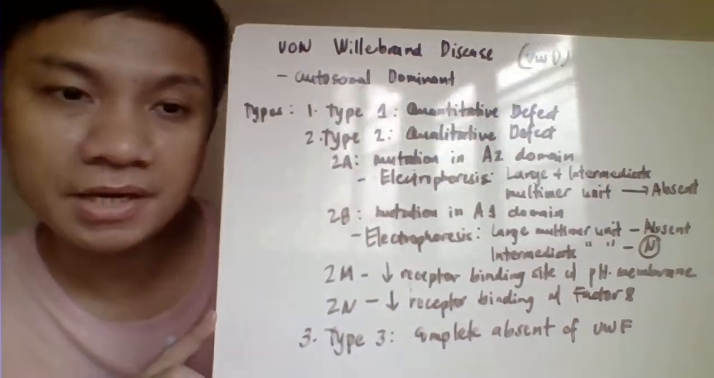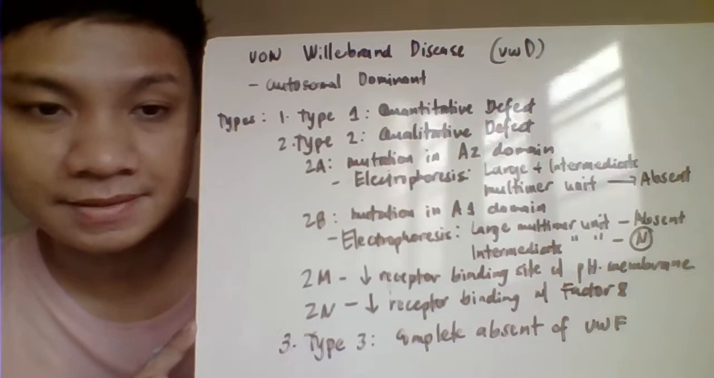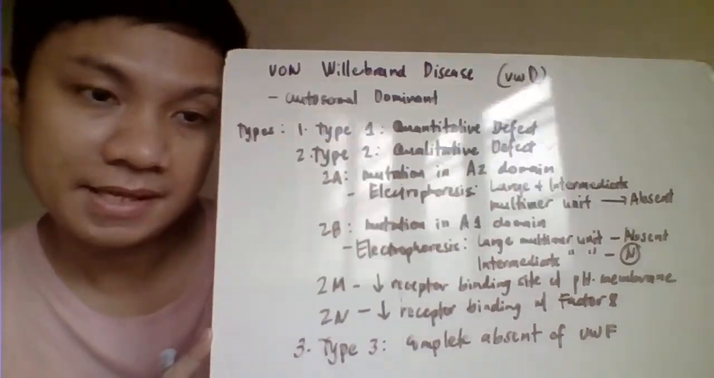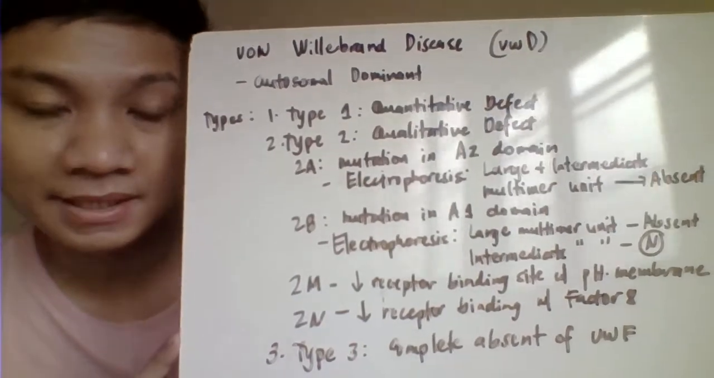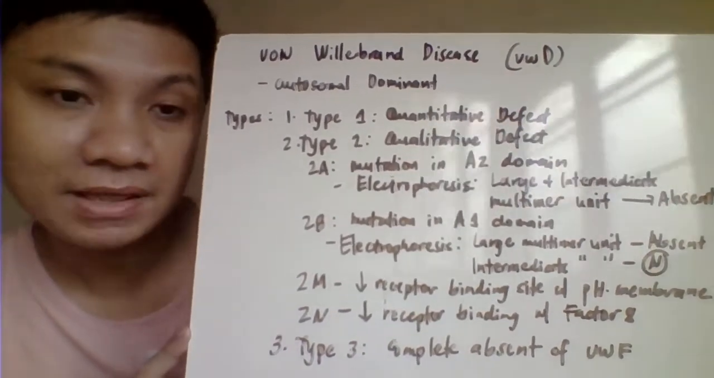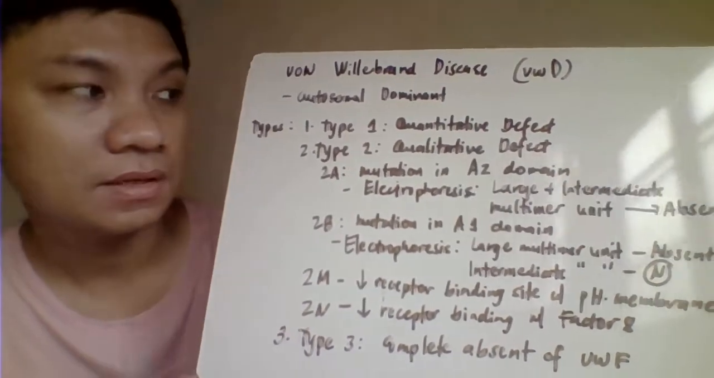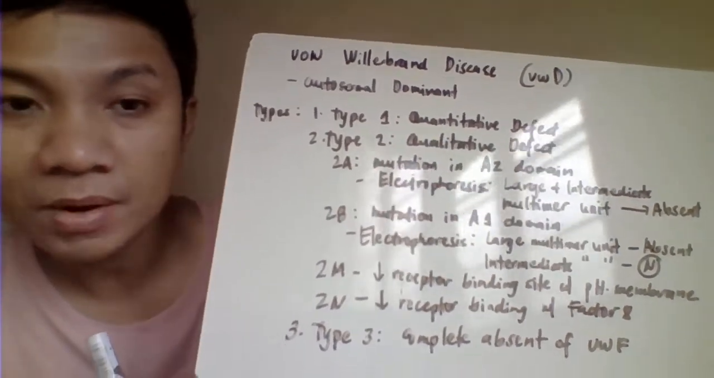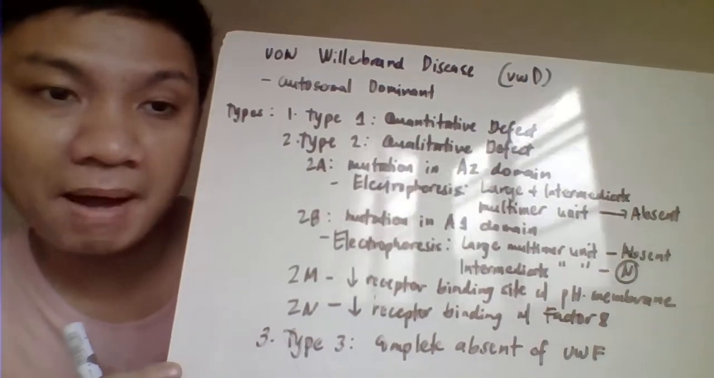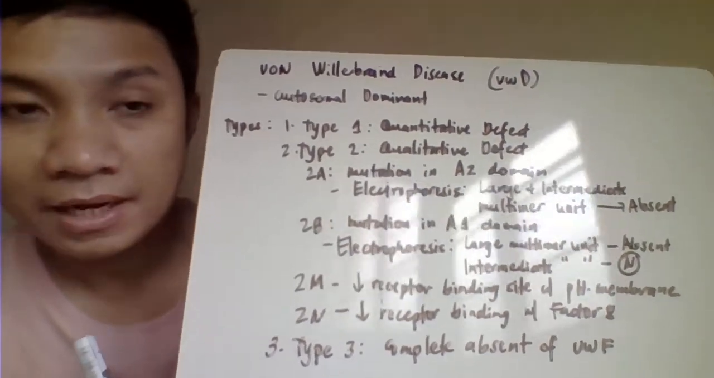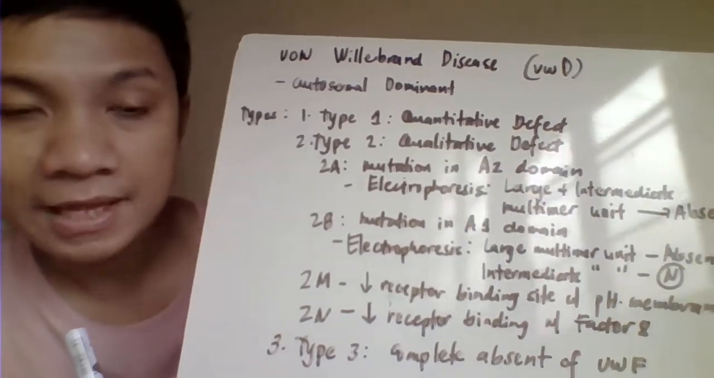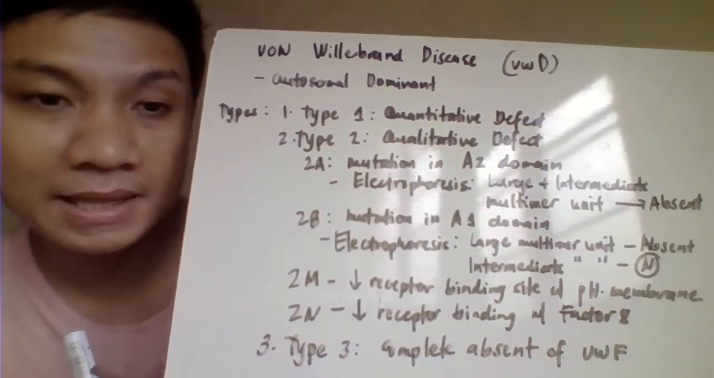Okay, then we have also here the von Willebrand disease. Okay, the von Willebrand disease is basically inherited as an autosomal dominant trait, and there are three different types of von Willebrand disease. So type 1, we consider that one as quantitative defects. So pag sinabing quantitative, the problem with that ay mababa ang concentration ng ating von Willebrand factor from the usual to normal values. The type 2, on the other hand, we consider this one as qualitative.